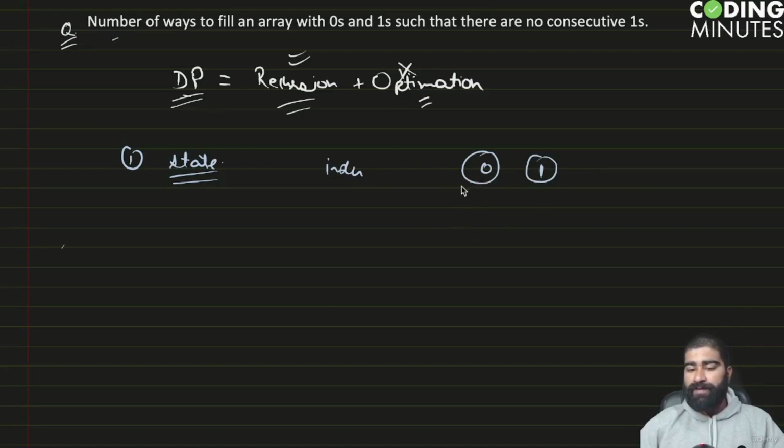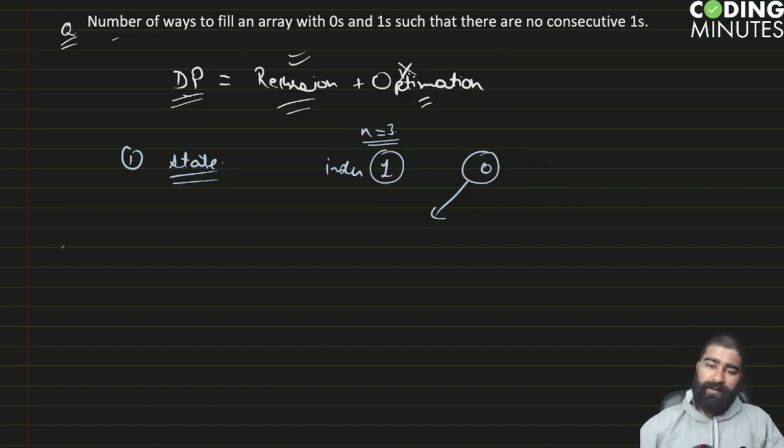So if I place 0 in the first index, so this is the first, right? Every depth of this tree is an index. In this second index, this is the first index, and my array's length is 3 right now. So let's say n is equal to 3, the length of the array. If in the first place I have kept 0, we'll figure out about 1 later. Let's talk about 0 first.